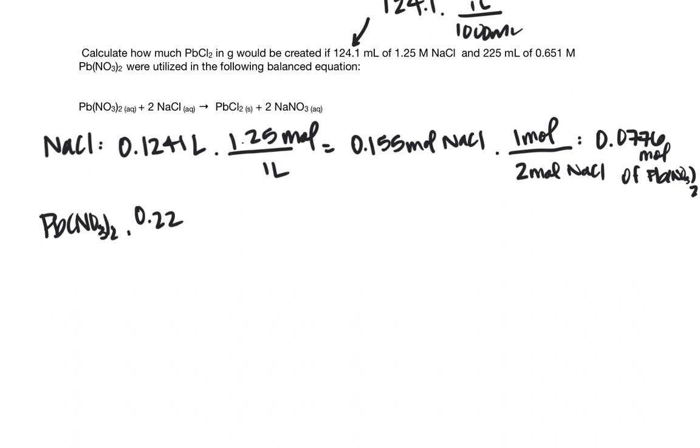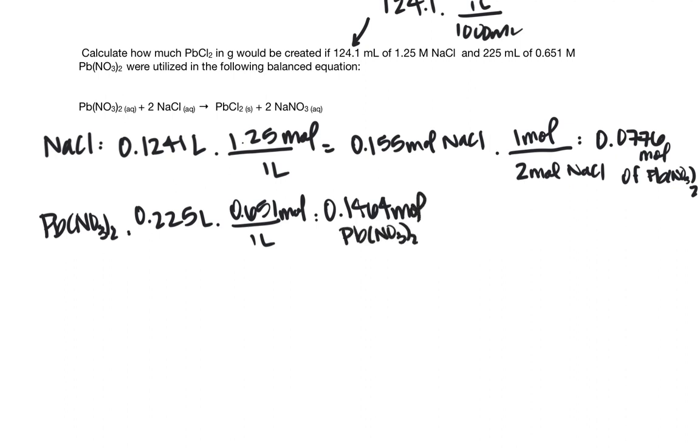and we have 0.225 liters multiplied by the molarity of 0.651 moles in 1 liter, and that gives us 0.1464 moles of Pb(NO3)2. And so this is more than we have, which suggests that our NaCl is going to be our limiting reactant. But let's figure out how much NaCl we would have needed.